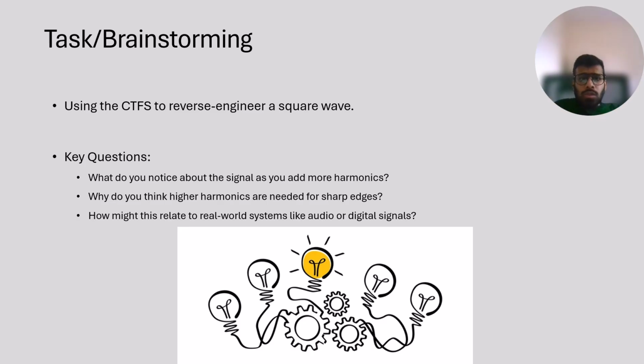A quick brainstorming task: in order for students to understand CTFS in more depth, I would request students to do a task. The task is about using CTFS to reverse engineer a square wave. The key questions to keep in mind and address are: number one, what do you notice about the signal as you add more frequency harmonics? What do you think, are higher harmonics needed for sharp edges? How might this relate to real-world systems like audio and digital signals?